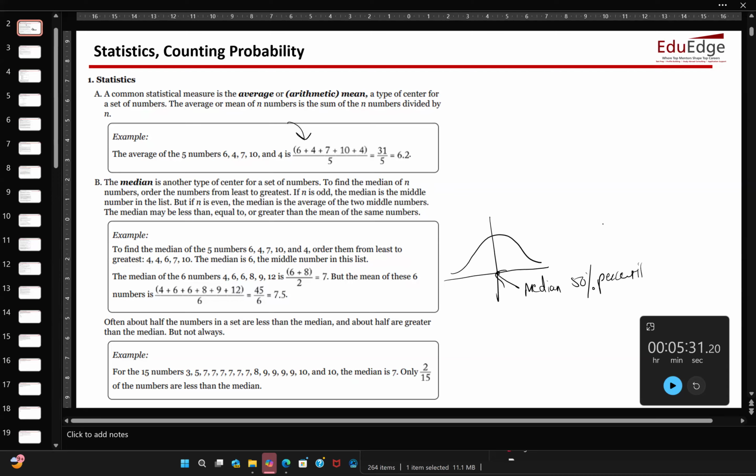In a sample which has an odd number of items, median is the middle value, correct? And if there are an even number of items, then the median is the average of the two middle values. For instance, if there are six numbers in the sample, then the average of the third and fourth will be the median.